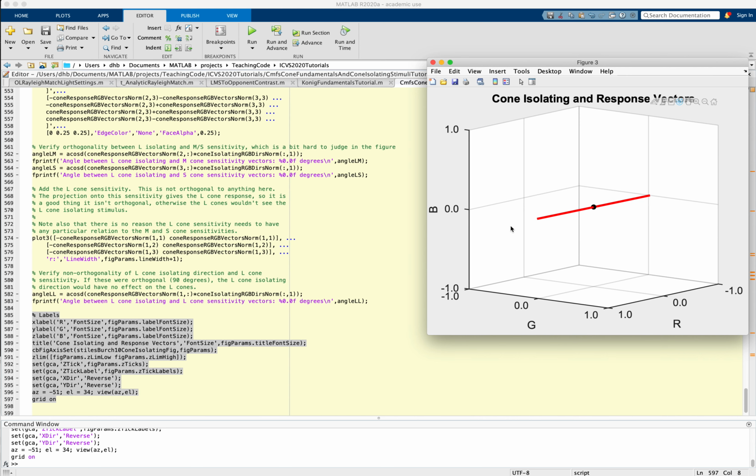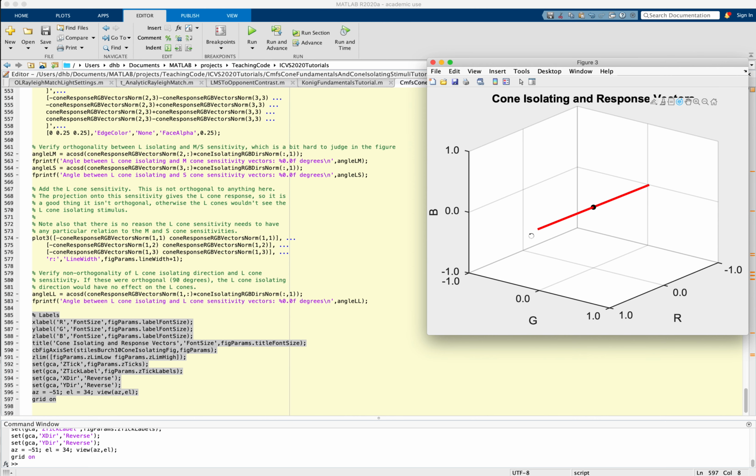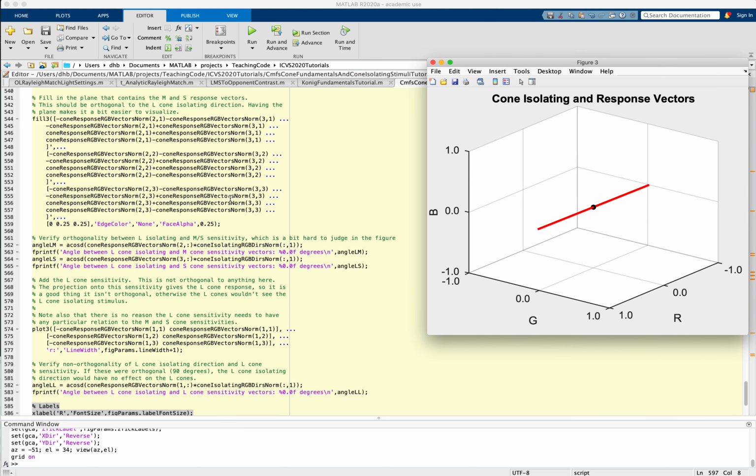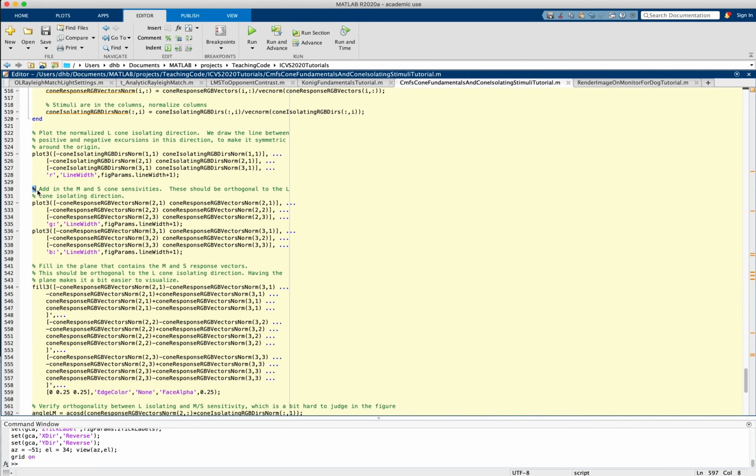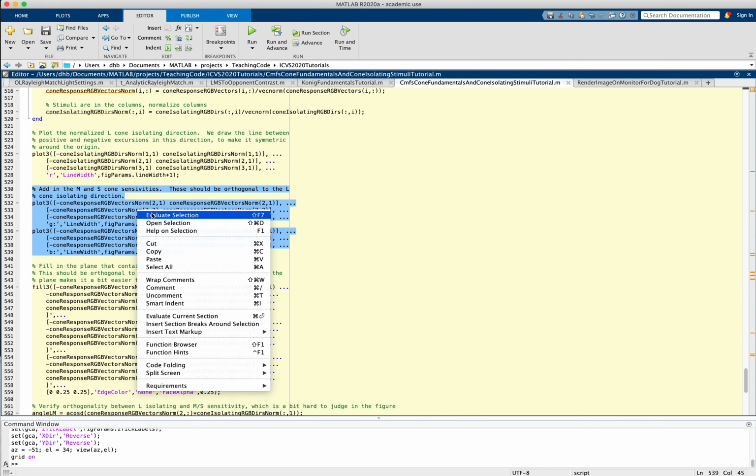The R, G, and B tristimulus values, all with equal length. And there happens to be the direction. When I traverse in this direction, I'm isolating the L cones. Now, I did that. Let's add in now the M and the S cone sensitivity directions.